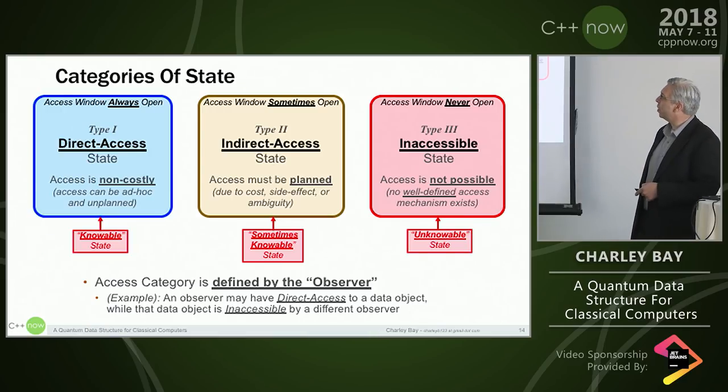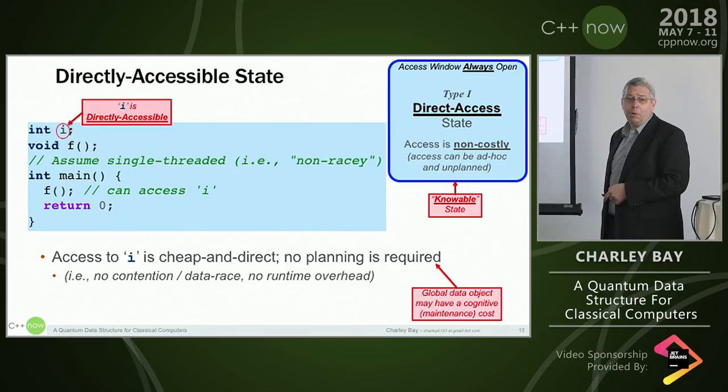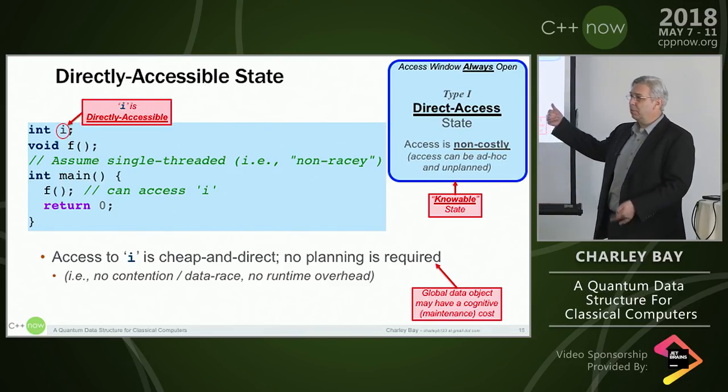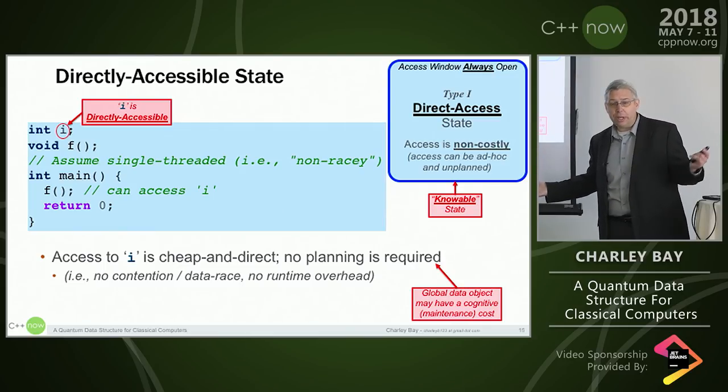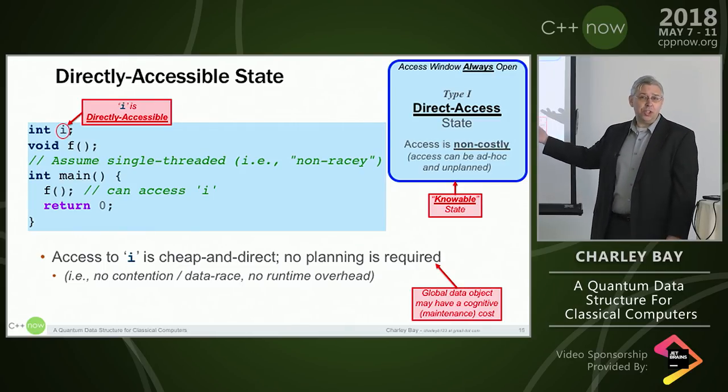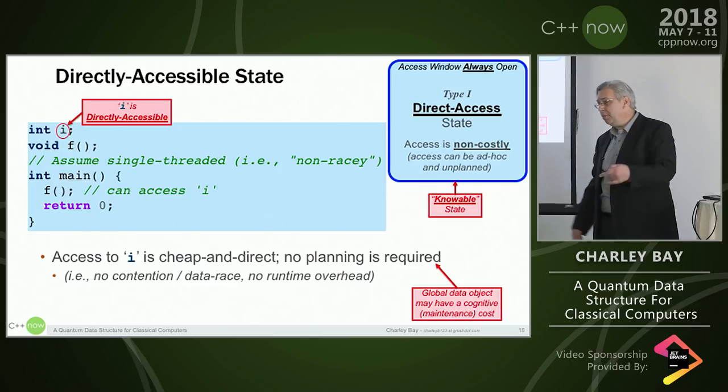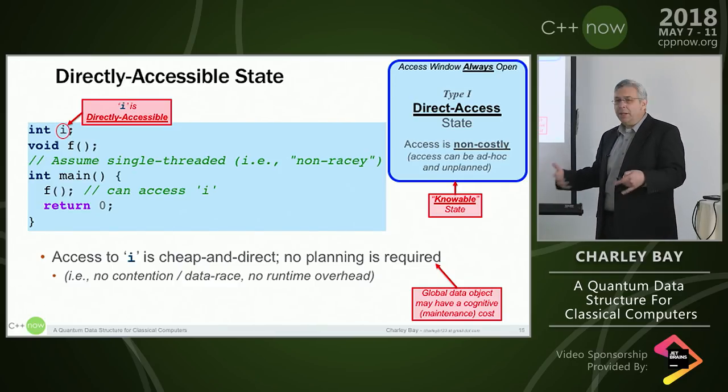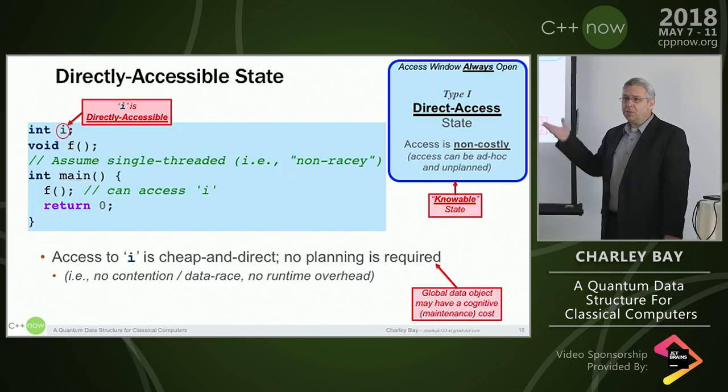And we know this today. This is how we do stuff today. So I have a global, single-threaded, non-racy, grab it, go nuts with it, mutate it, read it. It doesn't matter. Access is cheap and direct. There's no side effect. I mean, you can modify the global, but there are no data races going on here. This is a pretty cheap stateful access, and I don't have to do any planning. I just use it.